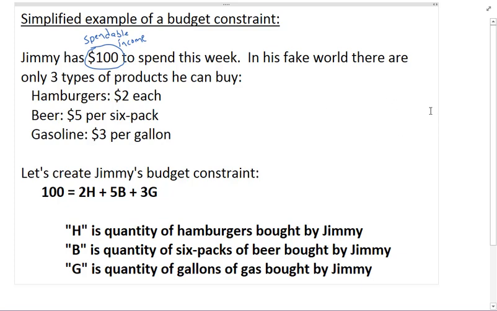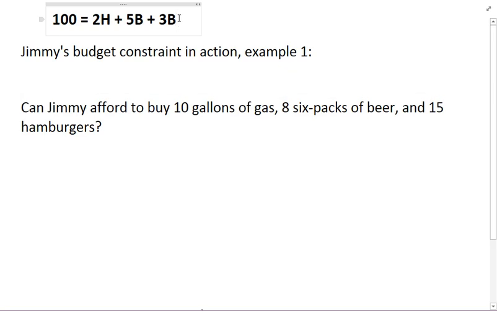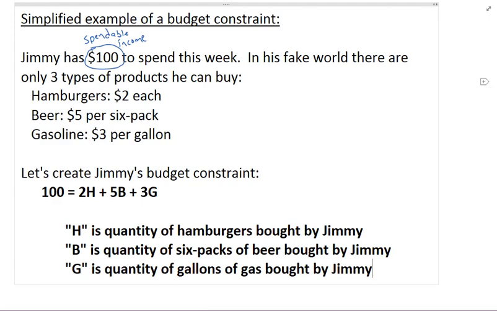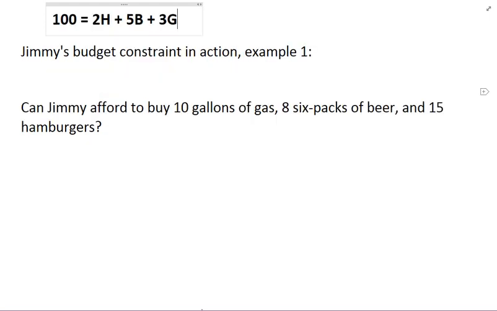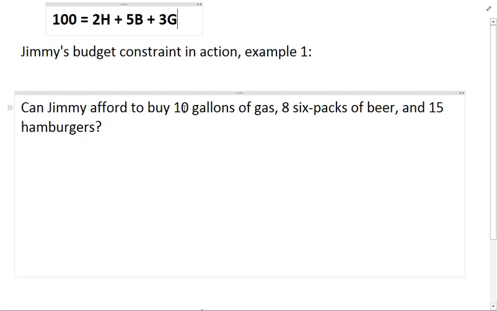Now, you can use the budget constraint in many ways. I have two examples that I've made up. Here's the budget constraint. I put that letter wrong there. 2h plus 5b plus 3g. So let's use this budget constraint. Can Jimmy afford to buy 10 gallons of gas, 8 six-packs of beer, and 15 hamburgers? Well, we have to see how much they cost and whether it's $100 or less.